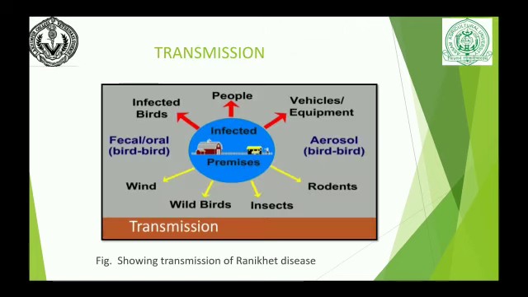Okay, transmission. This disease can transmit by many routes, which include aerosol, oral, and fecal droppings of the birds, from infected birds to non-infected birds, from wild infected birds to domestic birds and vice versa, and from vehicles or equipment contaminated with droppings from infected birds, and so on. So this disease can spread very rapidly.